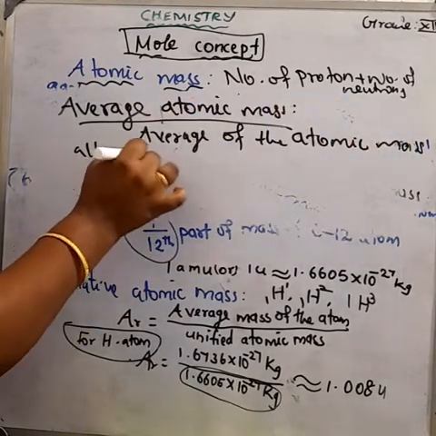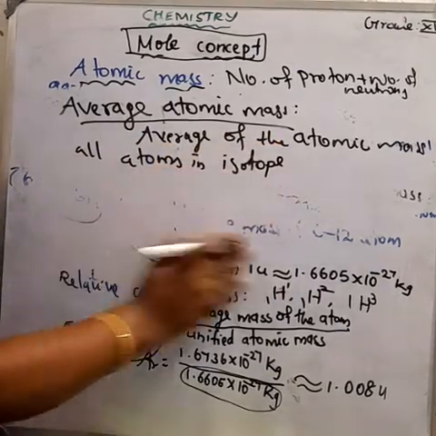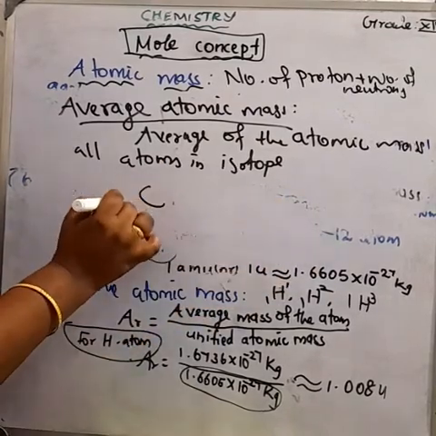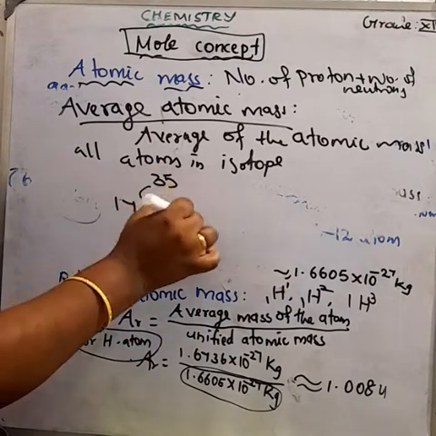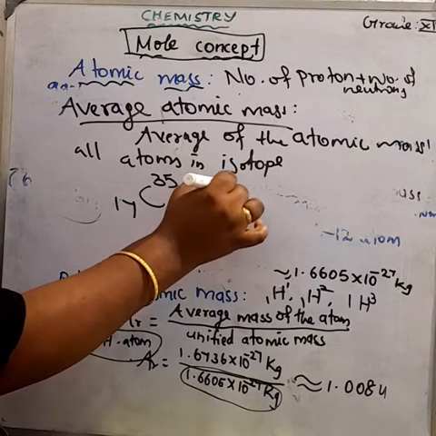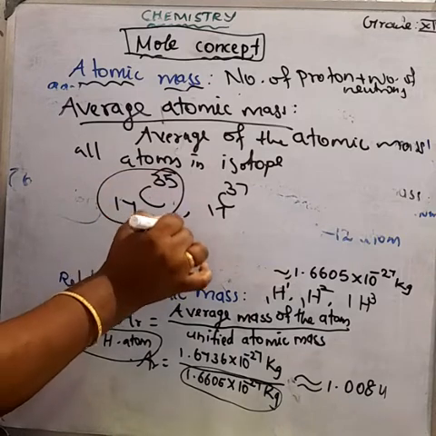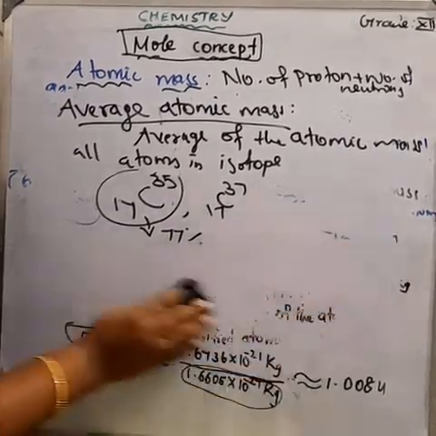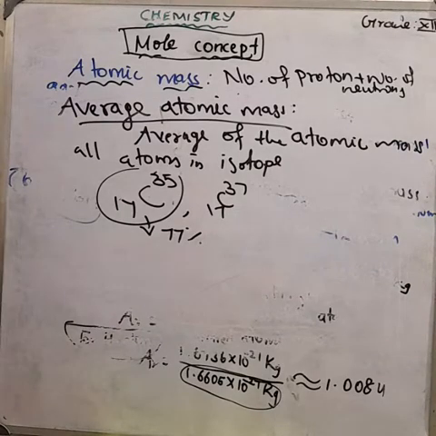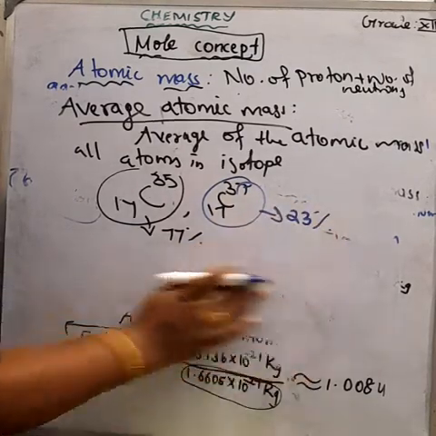For example, take chlorine as the example. Chlorine has two isotopes, chlorine 35 and chlorine 37. So how do we find the average atomic mass? Chlorine 35 is 77% present in the earth's crust, but chlorine 37 is only 23% present in the earth's crust. So we should take the weighted average, and then only we get the correct atomic mass.